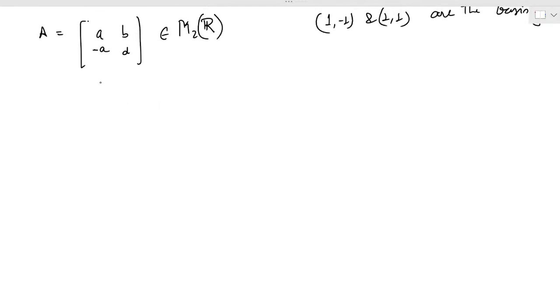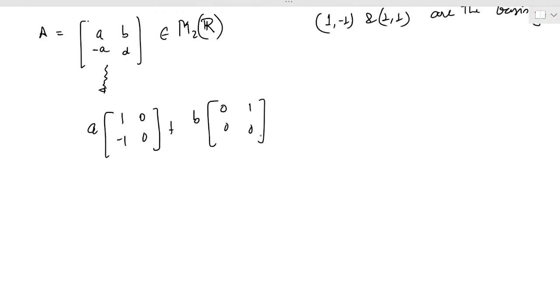Now how can I generate this? If I have to generate A, minus A, I can write it this way. If I want to generate B, then I will have to write this: 0, 0, 1, and 0. And if I have to bring in D, then I have to write this. Otherwise, I will not be able to generate this kind of matrix. So in order to generate this kind of matrix, I have to write this. Is that clear?